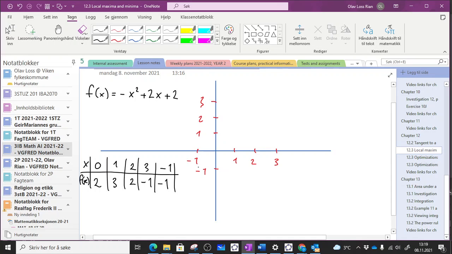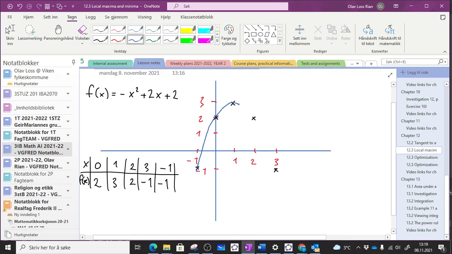Okay, so we can plot these points. We have a point here, we have a point here, we have a point here, we also have a point here, and we have a point here. Is that all of them? Let's see. 1, 2, 3, 4, 5. Yeah. So, well, let's draw the curve here.